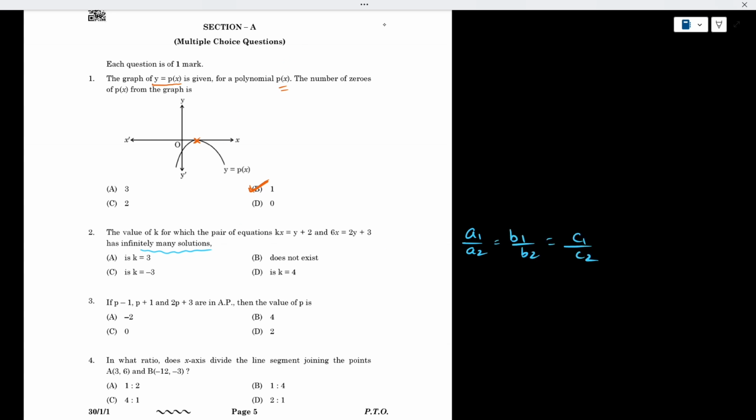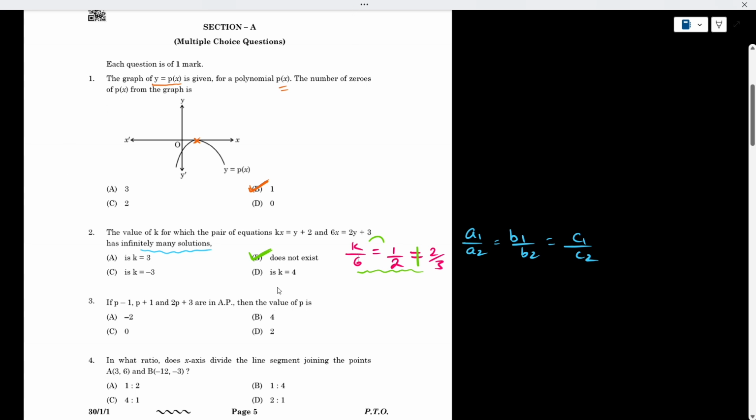Now look at the coefficients. If I take it here, it is k by 6, which is equal to 1 by 2, which should be equal to 2 by 3. But if you see, 1 by 2 is not equal to 2 by 3. That means these two equations cannot have infinitely many solutions. So that is why you will say it does not exist. This is the case for parallel lines, because the first two ratios are equal but not equal to the third ratio, right? So option B is the right option.